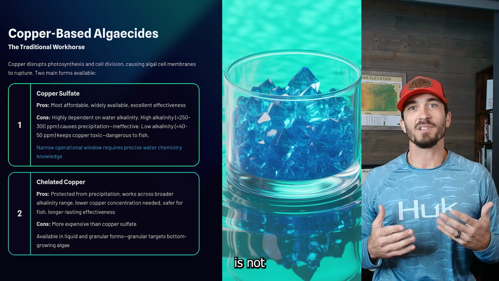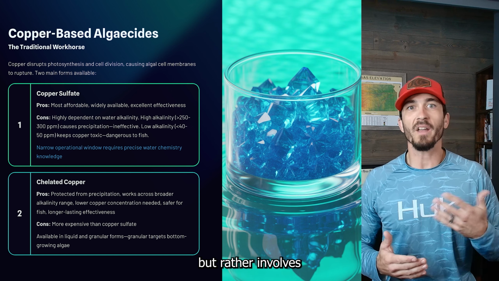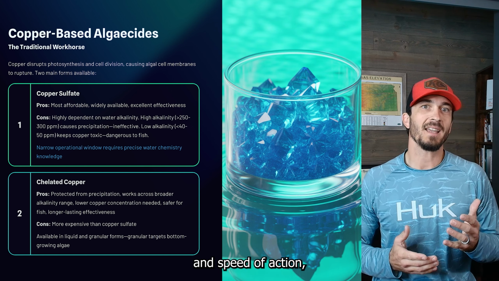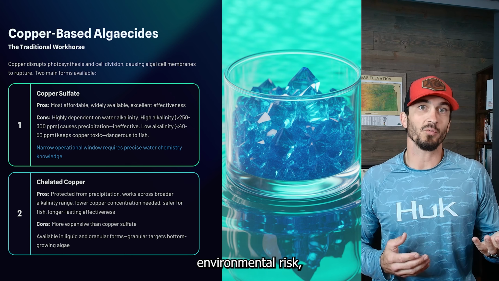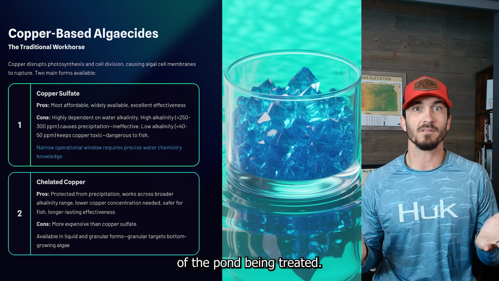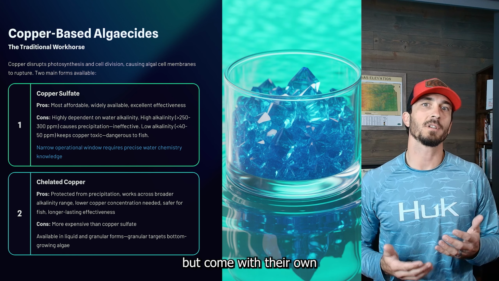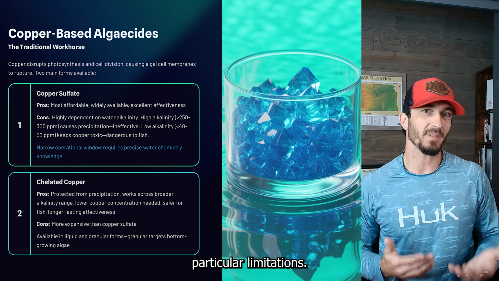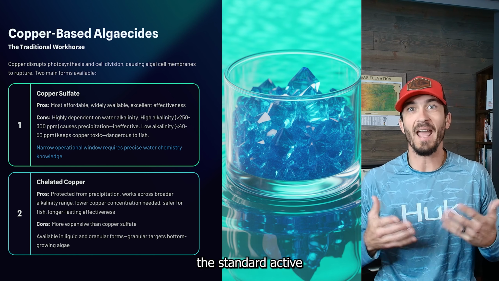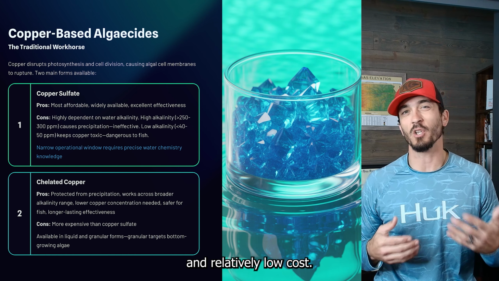The choice of algicide is not a simple matter of just selecting the best one, but rather involves a strategic trade-off between cost and speed of action, environmental risk, and the specific characteristics of the pond being treated. Other aquatic herbicides also offer control, but come with their own particular limitations. Copper has been the standard active ingredient in most algicides due to its effectiveness and relatively low cost.